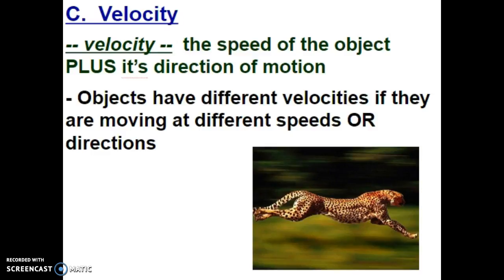Take two cars starting from the same starting line, let's say in a drag race. One can have a different velocity than the other if it's traveling at a slower speed as they head to the finish line. And if in a second drag race, one of the racers accidentally has their car in reverse, they could be at the same speed as the other car, but they would have different velocities because one of the drivers would be traveling in a different direction.